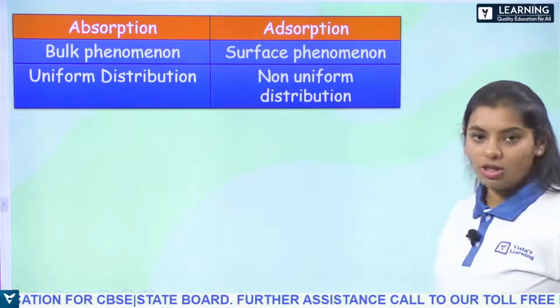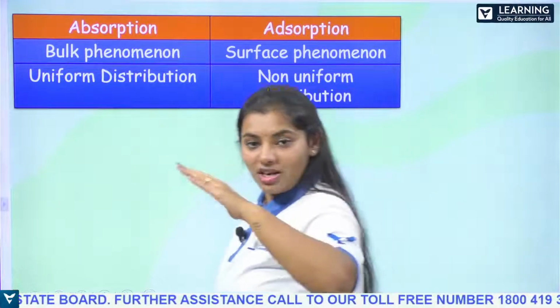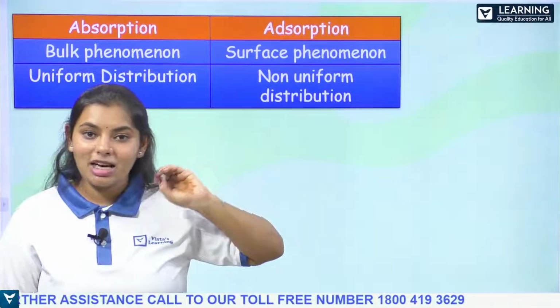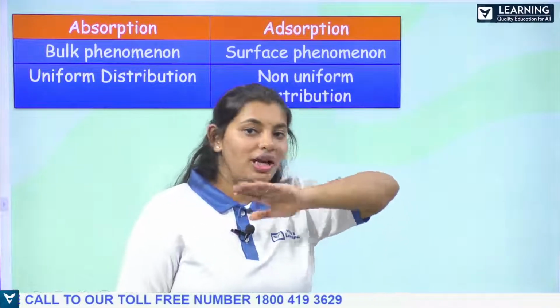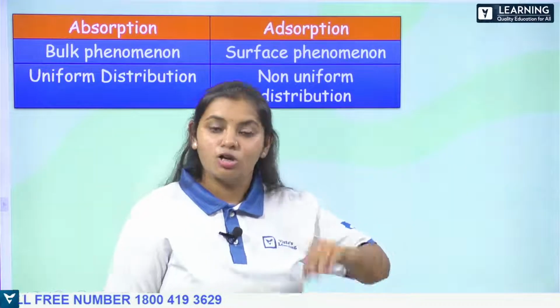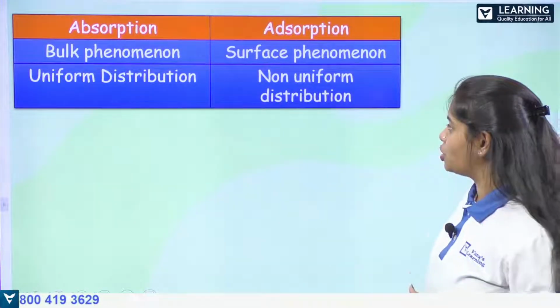It's a non-uniform distribution. So on the surface of liquid, we can see only gas molecules come and accumulate only on the surface. It doesn't enter inside. So it is a non-uniform distribution in adsorption.